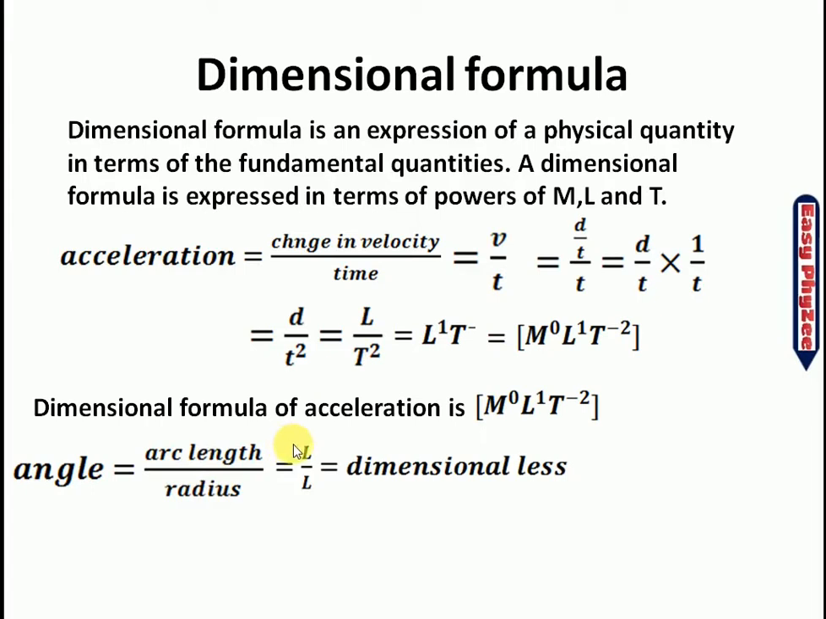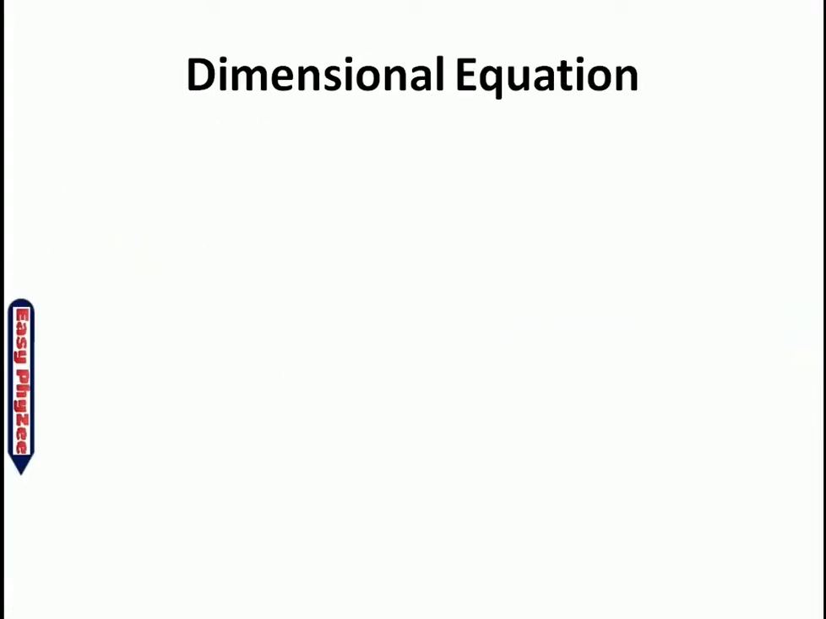So arc length is length and radius is also a length, so L will get cancelled, so we'll get 1. That means it does not have any dimension, so it is dimensionless. Angle is dimensionless, so I'll just write M0 L0 T0, because to write M, L and T is very important.